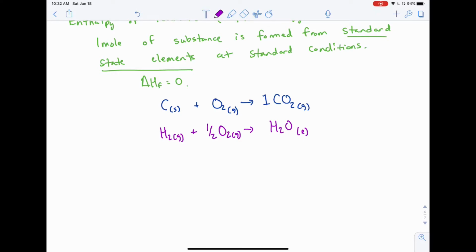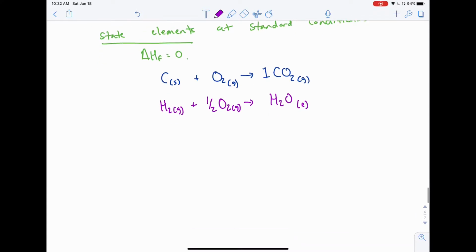Of elements at 0. Because what you'll realize is that all these reactions involve elements as the reactants, those will start canceling out and they will sort themselves out. So everything's relative to these things.